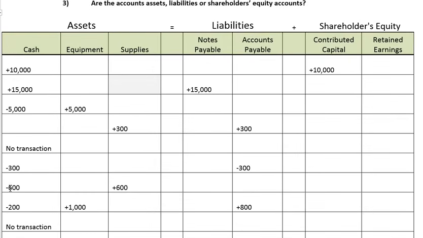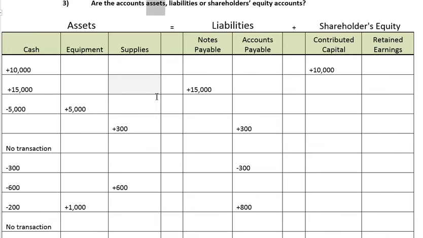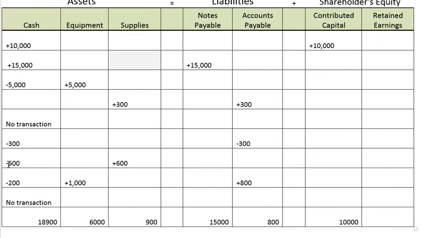So we know that cash is going down because we're paying cash to get the supplies, and we know supplies are going up because we're getting supplies. So now, what type of accounts are cash and supplies? Well, none of them are liabilities or shareholders' equity. They're both asset accounts. So what do we have? We have assets going down, because cash is an asset and it's going down. And we also have supplies going up, and supplies is an asset.